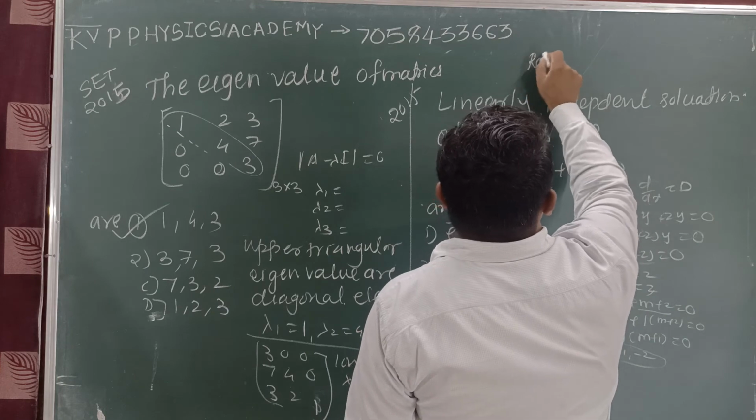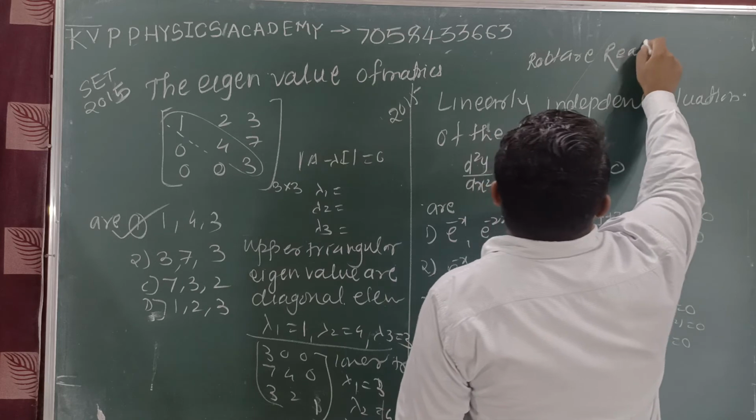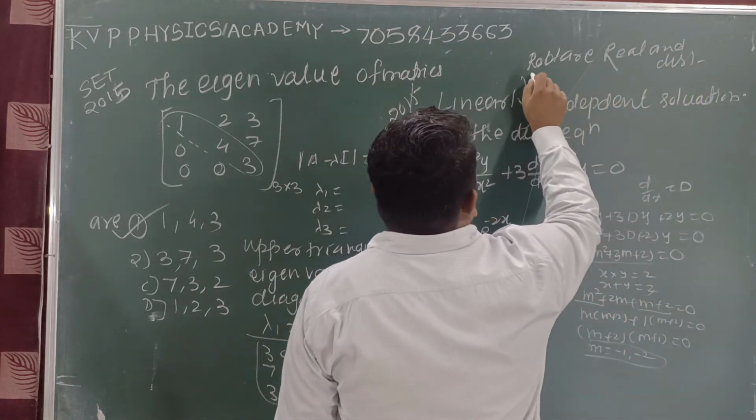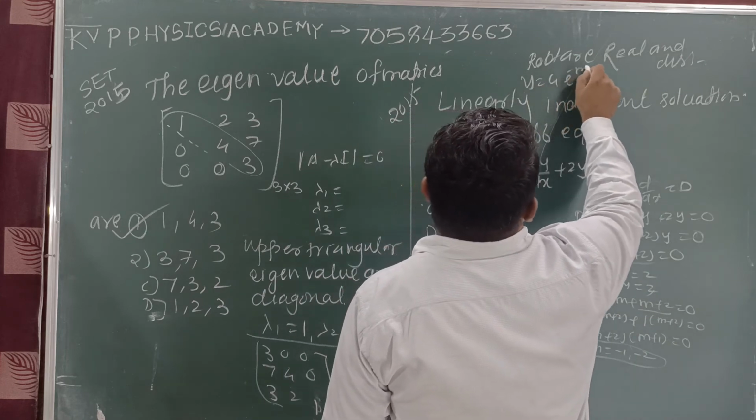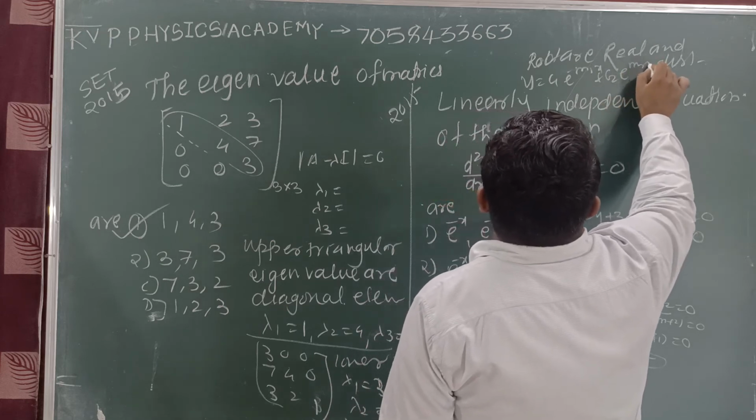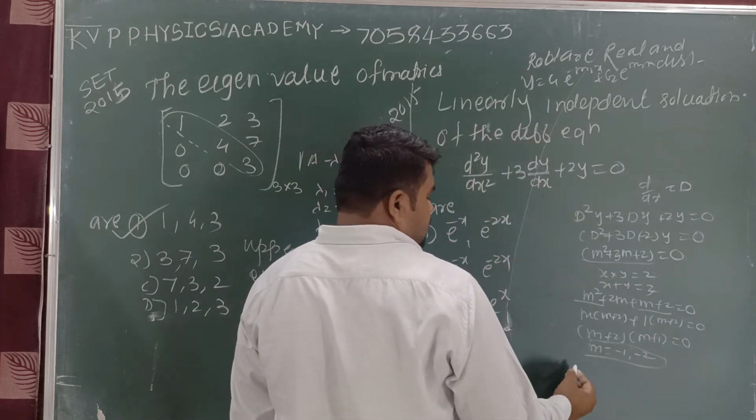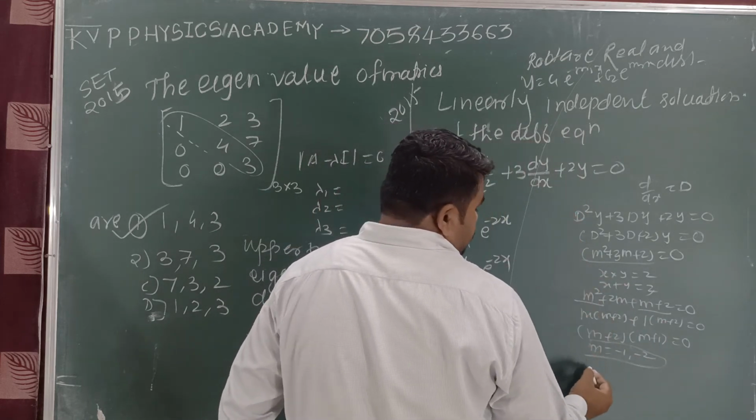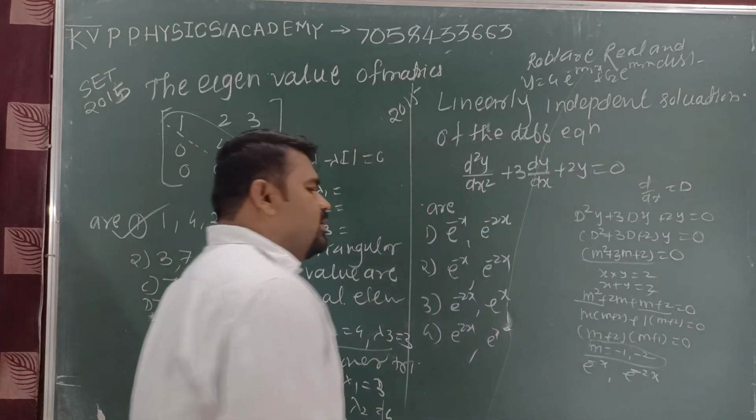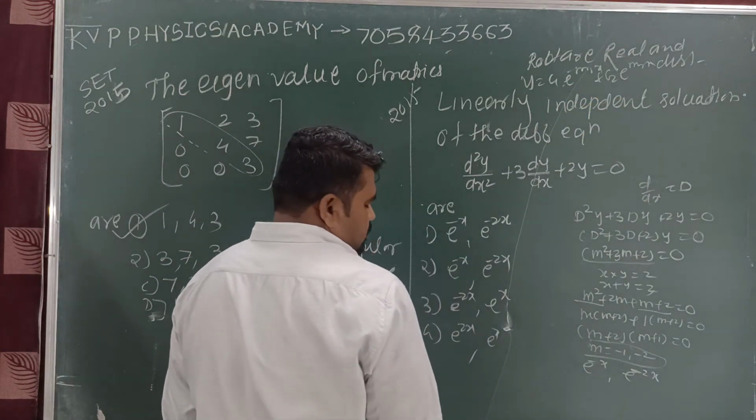Roots are real and distinct. Then write down y is equal to c1 e to the power m1x plus c2 e to the power m2x. Okay, means what are the values of m1, m2? Means what is the solution for this case? The solution for this case is e to the power minus x, e to the power minus 2x. Only write down this part of the solution.